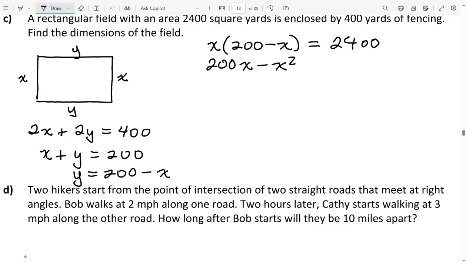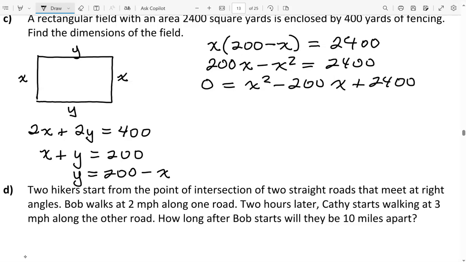200x minus x squared is equal to 2,400. And then move all the terms to the same side of the equation. It is generally easiest if we move terms to the side of the equation where the x squared coefficient will be a positive number. All right, let's use our quadratic formula.